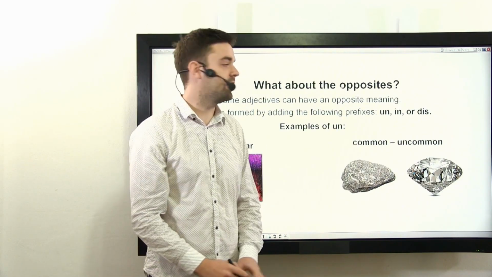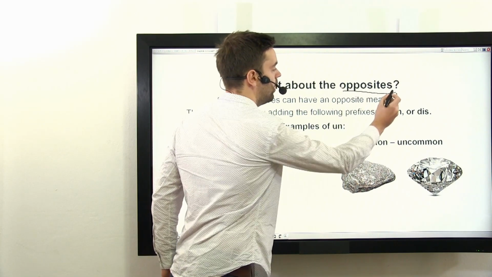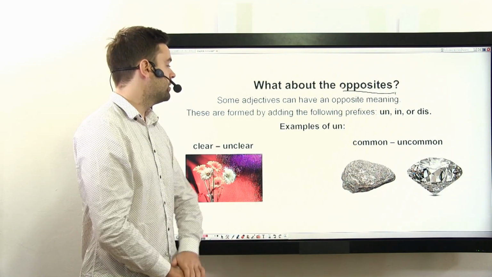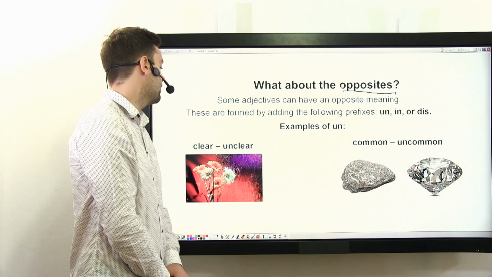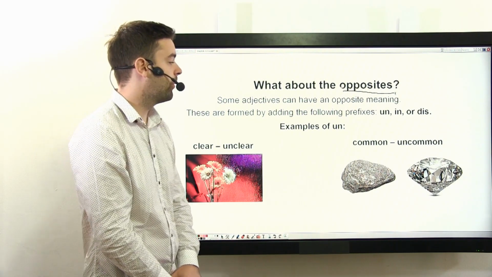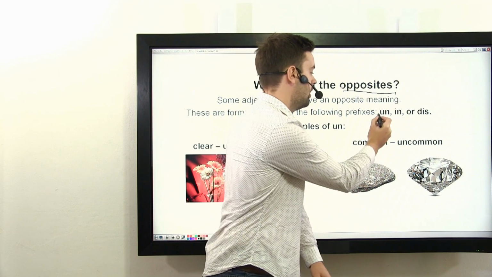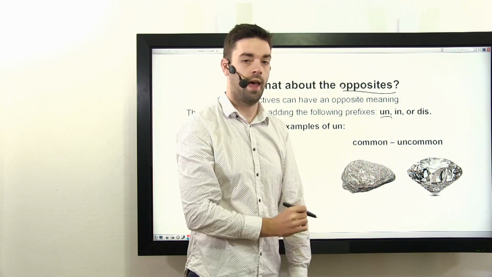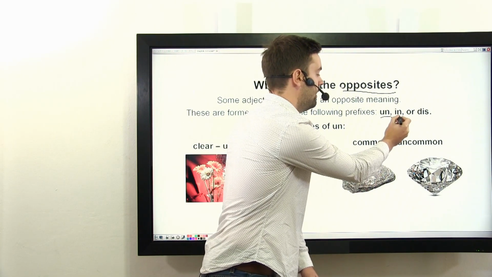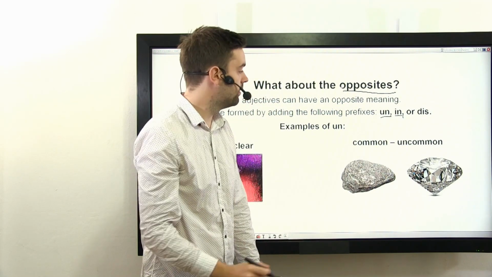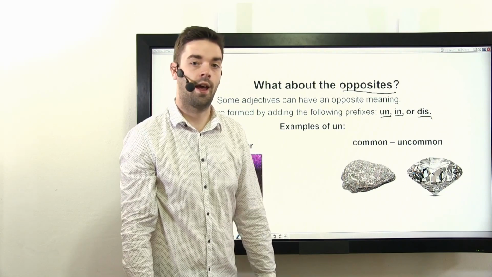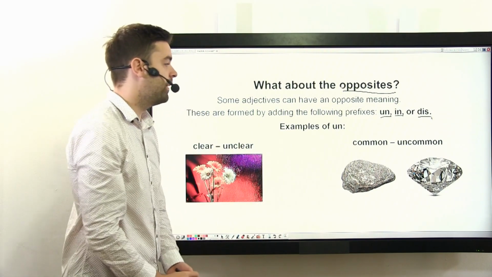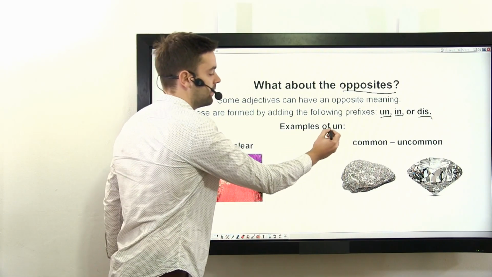What about the opposites? Some adjectives can have an opposite meaning. These are formed by adding the following prefixes: un, in, or dis. First of all, let's take a look at un.